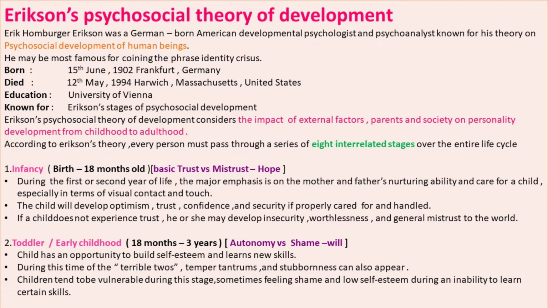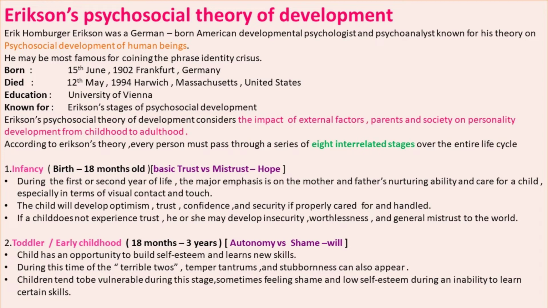Erikson's psychosocial theory of development. Erik Homburger Erikson was a German-born American developmental psychologist and psychoanalyst known for his theory on psychosocial development of human beings. He may be most famous for coining the phrase identity crisis. Born on 15 June 1902 in Frankfurt, Germany, he died on 12th May 1994 in Harvard, Massachusetts, United States. Education at the University of Vienna, known for Erikson's stages of psychosocial development.